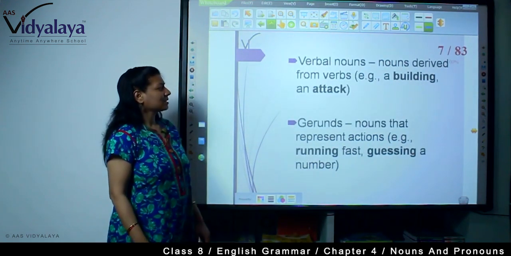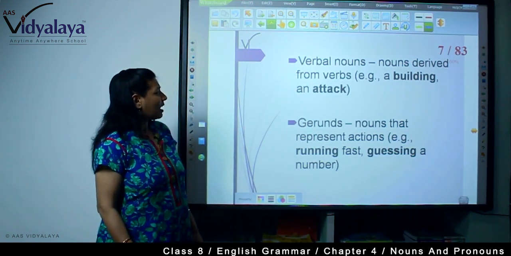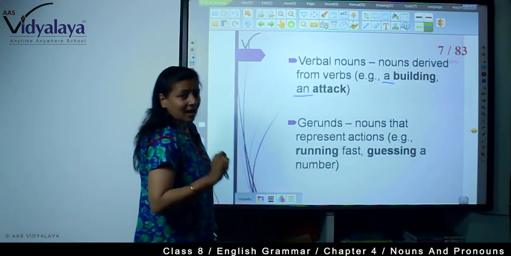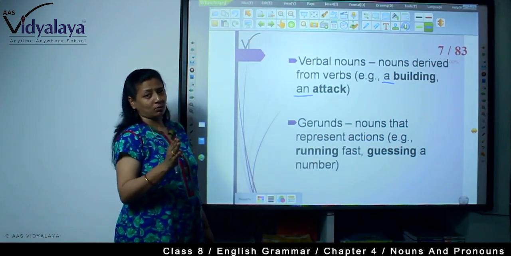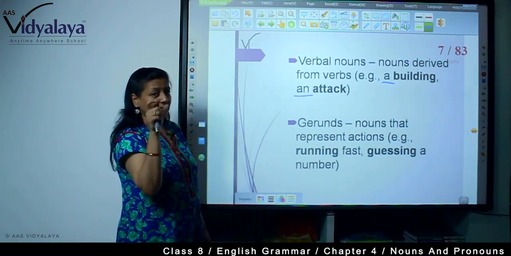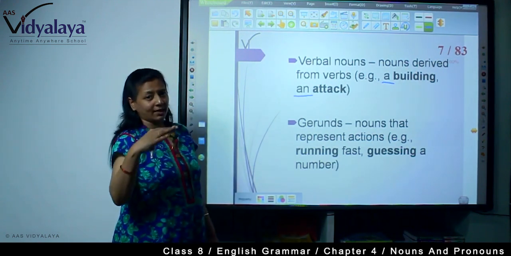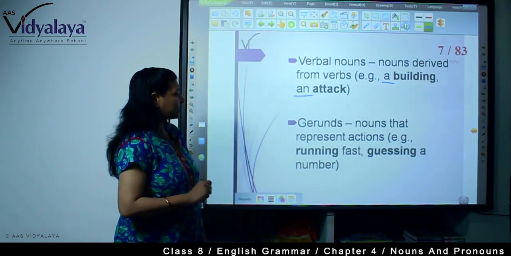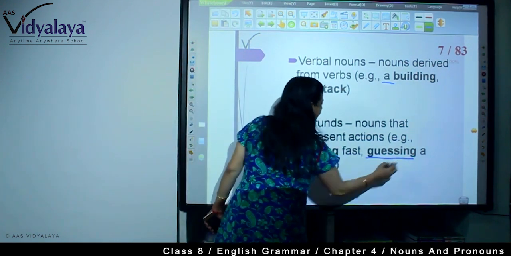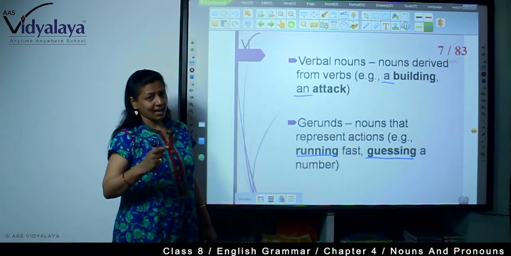Then, verbal nouns. Nouns derived from verbs. For example, a building, an attack. See, an article always comes before a noun. Always remember, whenever you are seeing an article, that means the word after the article is a noun, right? Then gerunds, nouns that represent actions. For example, running fast, guessing a number. So these are all gerunds, nouns that represent action.